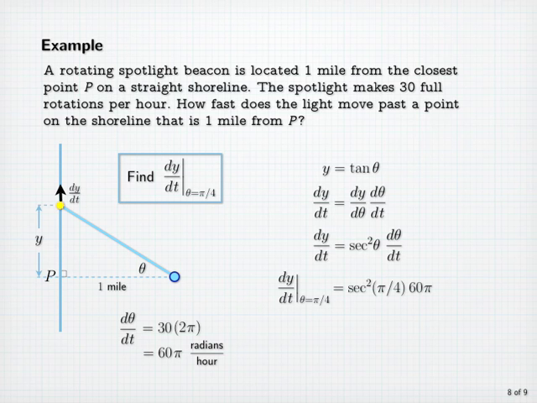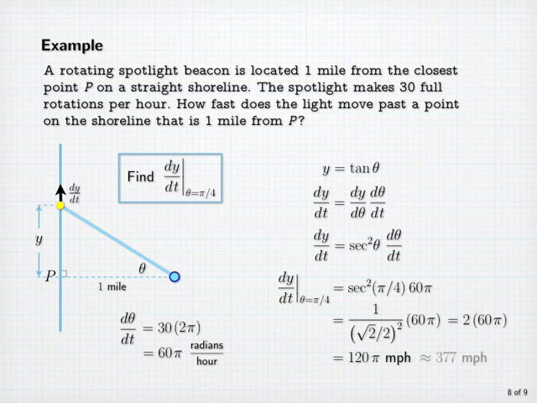Since cosine of pi over 4 is root 2 over 2, secant squared of pi over 4 is 1 over root 2 over 2 squared. Root 2 over 2 squared is 1/2, so 1 over that is 2, and so we get 2 times 60 pi, or 120 pi miles per hour, which is approximately 377 miles per hour.